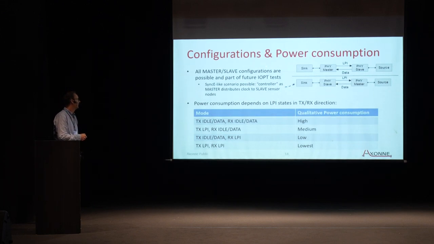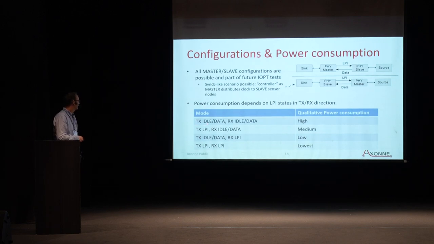The kind of configurations that you can use in these imaging or radar applications are essentially not fixed when it comes to master-slave relations. Because LPI goes in both directions, completely symmetrical, you can decide to have the source as a master, for instance, and then the slave towards the sink, which potentially is an interesting option because it buys you this synchronous Ethernet kind of thing where you can distribute a reference clock easily. So this is something which for radar applications might be interesting.